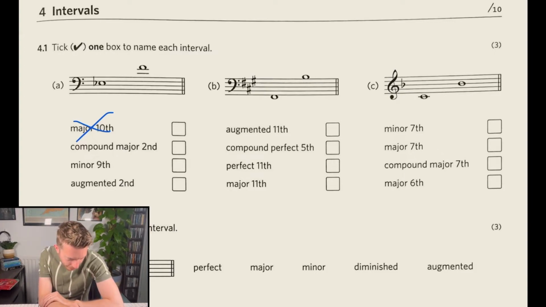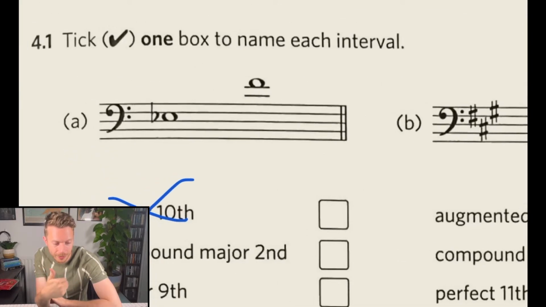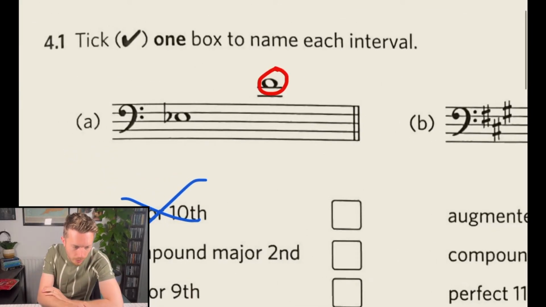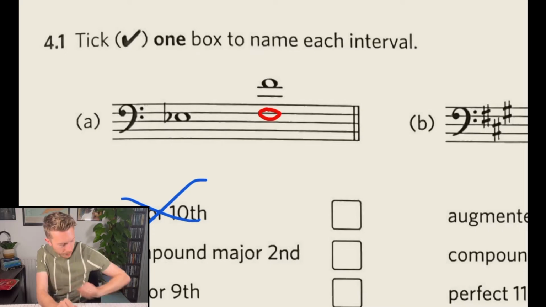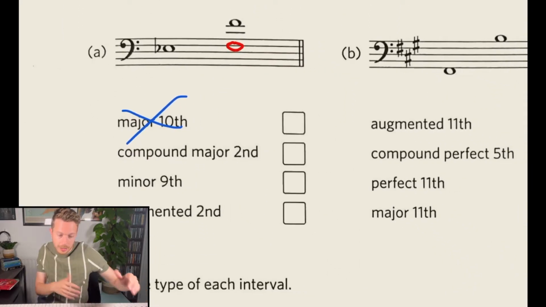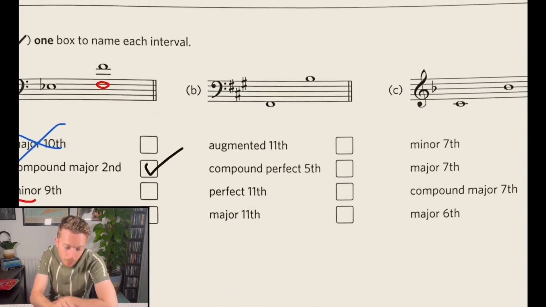So what I do with these questions with compound intervals is I take the second note and I flip it down the octave. So here, that's an F above middle C. I would put it down here just to make it easier to work out. E flat to F natural is just a major second. So that means it's not minor, that means it's not augmented, that means it has to be a compound major second.